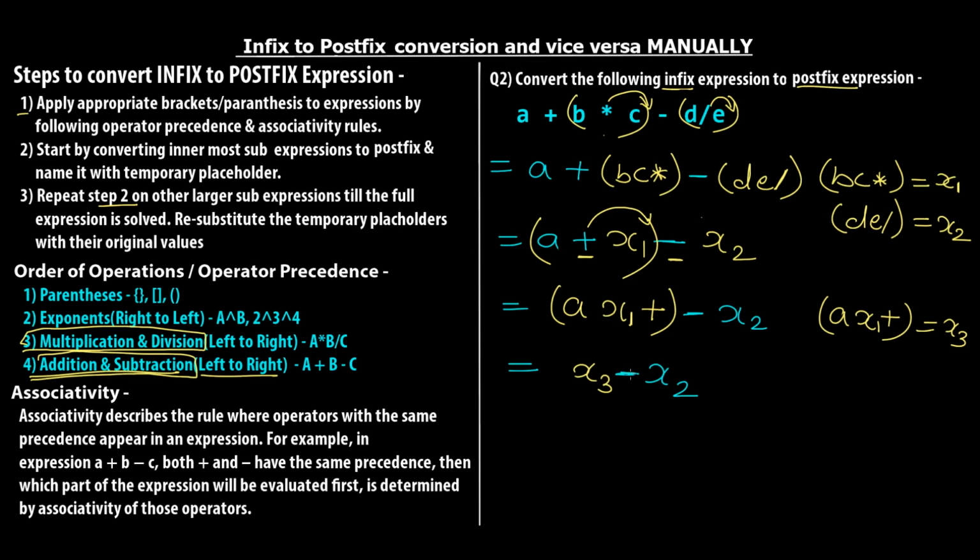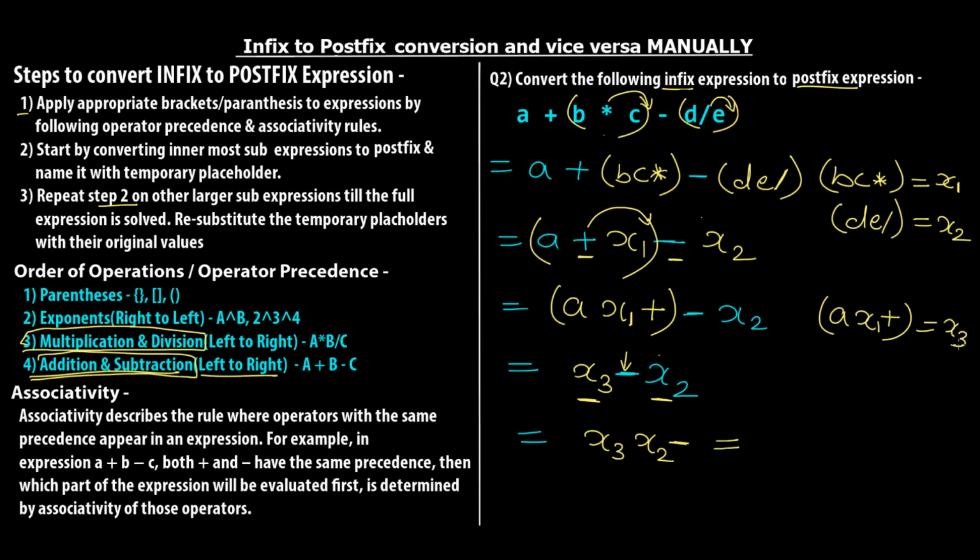So this is minus, and this is the last conversion left because we still have an infix expression where the operator is in between the two operands x3 and x2. So now ultimately we will get last expression as x3, x2, and minus will come over here. So we've pretty much arrived at our solution, but what we have to do is now resubstitute the temporary placeholders with their original values. So now we will get this expression as x3 and x2.